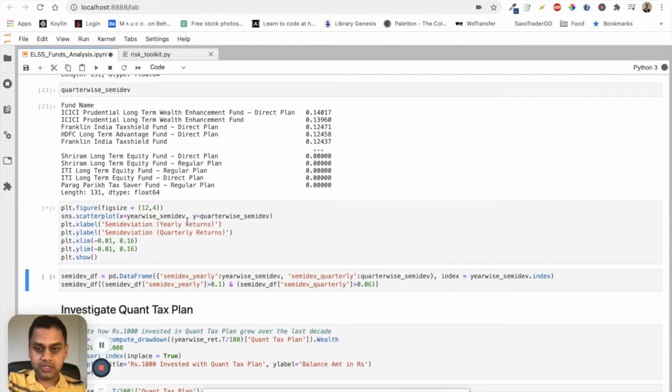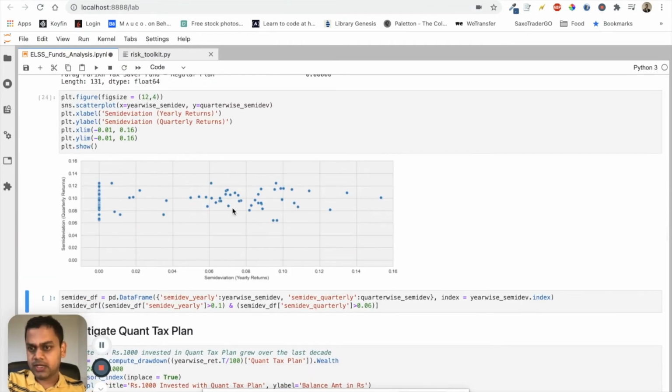So let's plot it very quickly. Again, it's a very similar plot. What you see is the downside volatility is zero for some of the funds based on yearly returns, but it's not zero for them based on quarterly returns, and they're a bit all over the place. But you should expect about 6 to 10% in downside volatility when you invest in these funds.